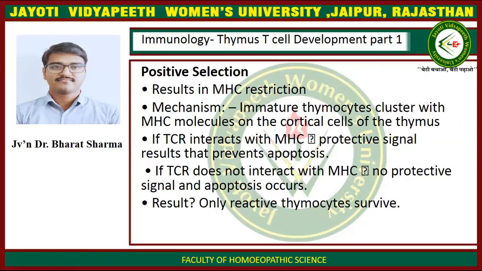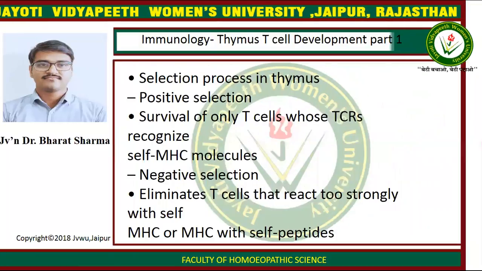Positive selection results in the MHC restriction mechanism. Immature thymocytes cluster with MHC molecules on the cortical cells of the thymus. If the TCR interacts with MHC, a protective signal results that prevents apoptosis. If the TCR does not interact with the MHC molecule, there is no protective signal and apoptosis occurs. As a result, only reactive thymocytes survive.